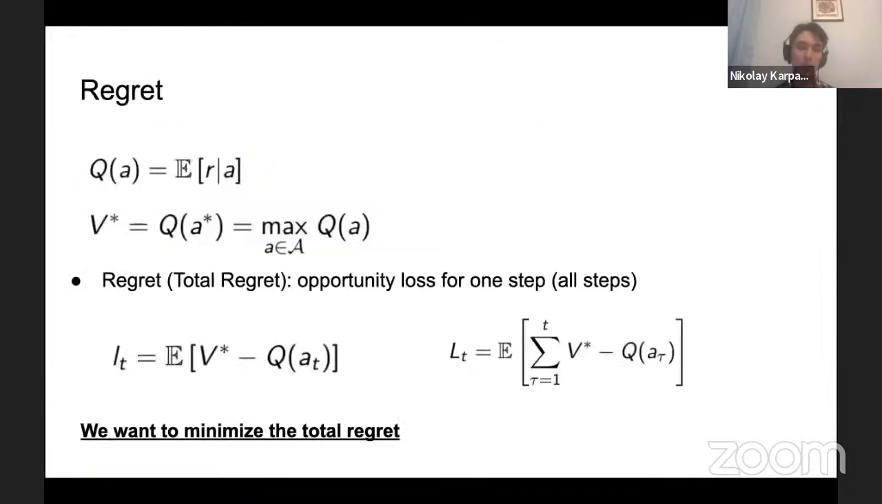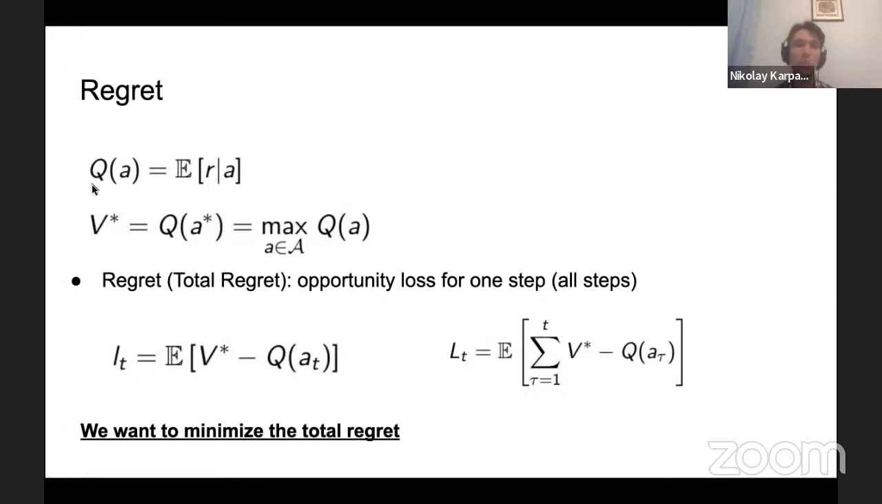Yeah. So how to measure the success of solving this task? Basically, the metric for this is called the regret. So what is the regret? The regret is basically the difference between how much we could have achieved in the ideal strategy minus how much we have achieved in our strategy.